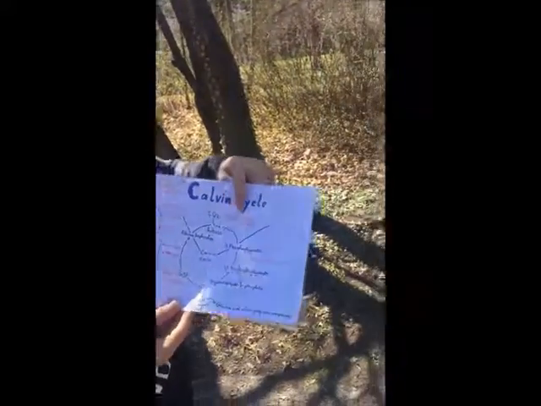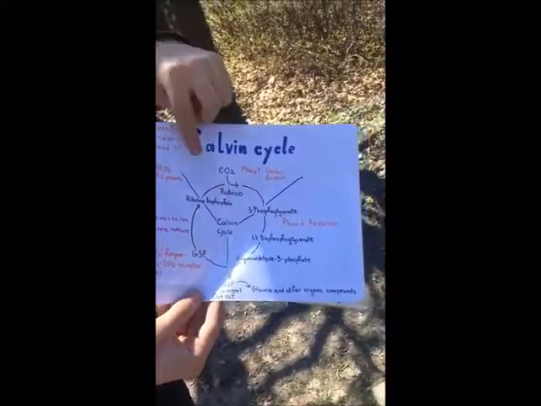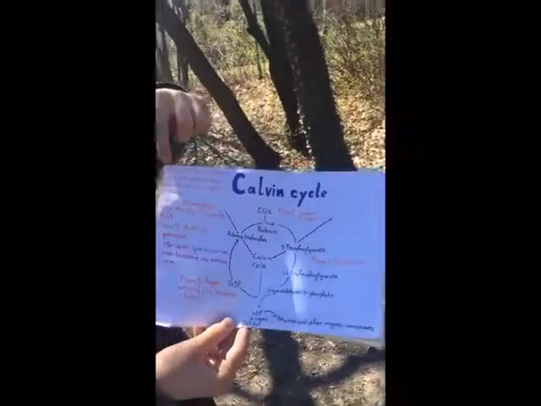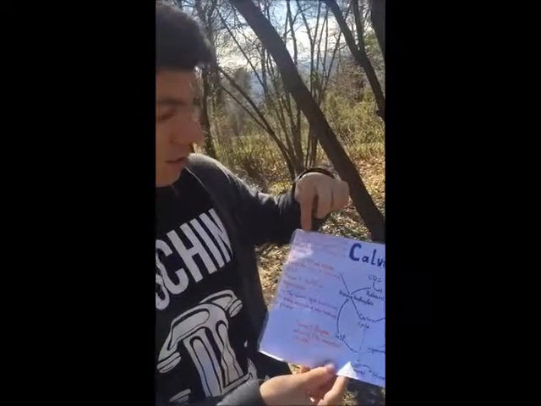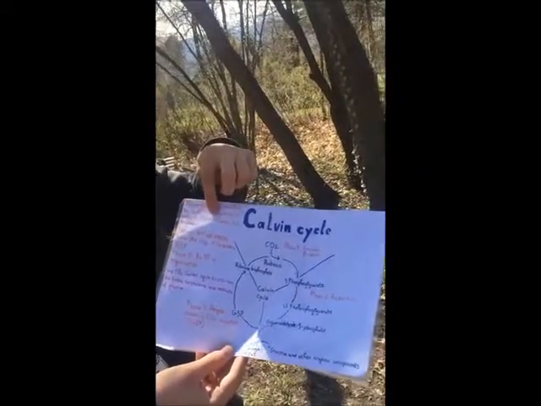The first part is carbon fixation, in which carbon dioxide is attached to the RuBP, also called rubisco or ribulose bisphosphate. So this is where the carbon dioxide is attached in order to result in a 6-carbon molecule that splits into two 3-carbon molecules.